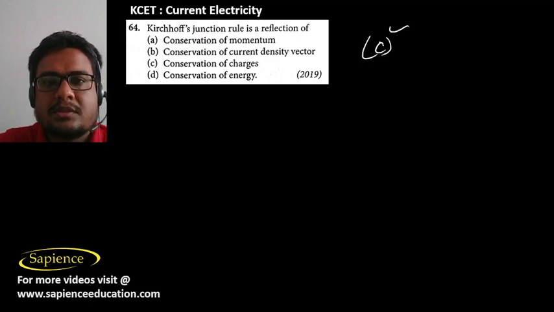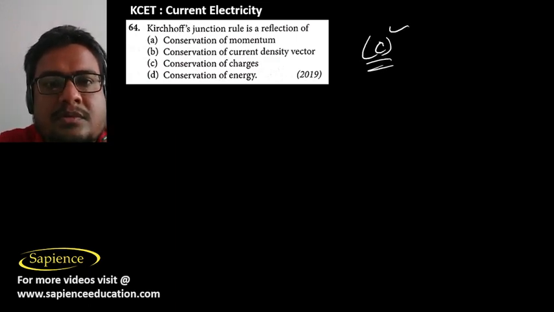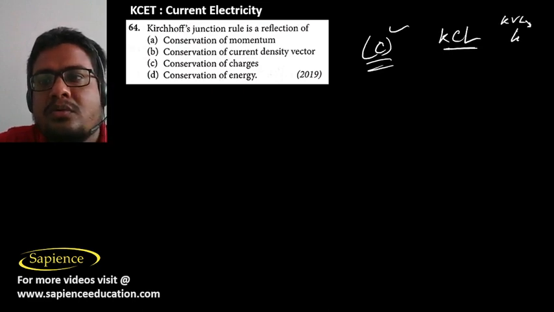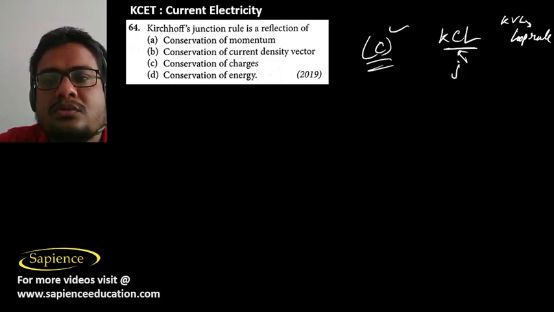Option C is the correct answer. Conservation of charges. Here, net current, conservation of charges, Kirchhoff's junction rule means it is the KCL. KVL is called the loop rule, Kirchhoff's loop rule. But KCL, which is Kirchhoff's current law, is called Kirchhoff's junction rule.